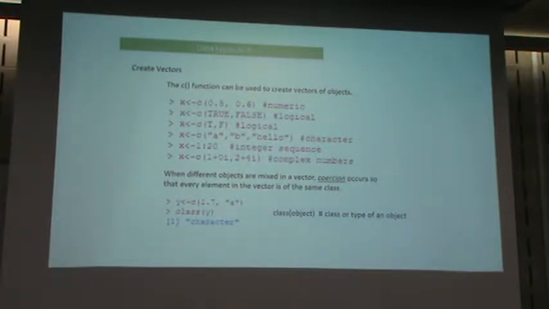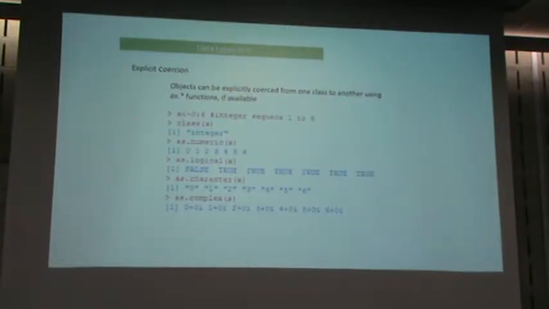Sometimes it can be, in this case, 1.7 will be considered as a character. So if you want to know what type of the character it is, you can use class. It will return the type of class. This is a function to verify. Also, it supports complex numbers, logical, character, and numeric.